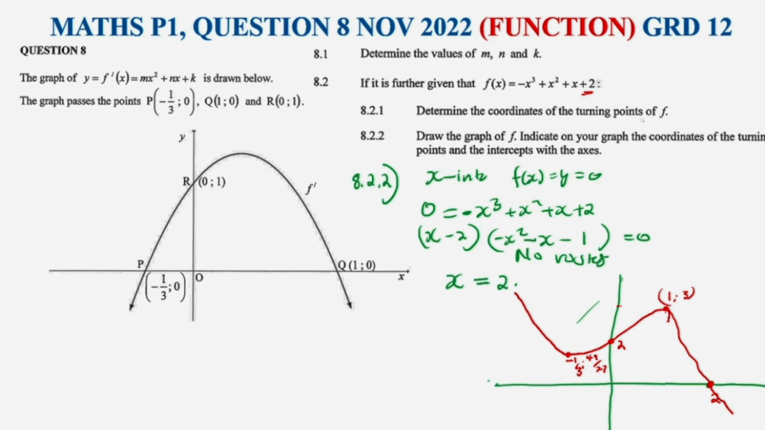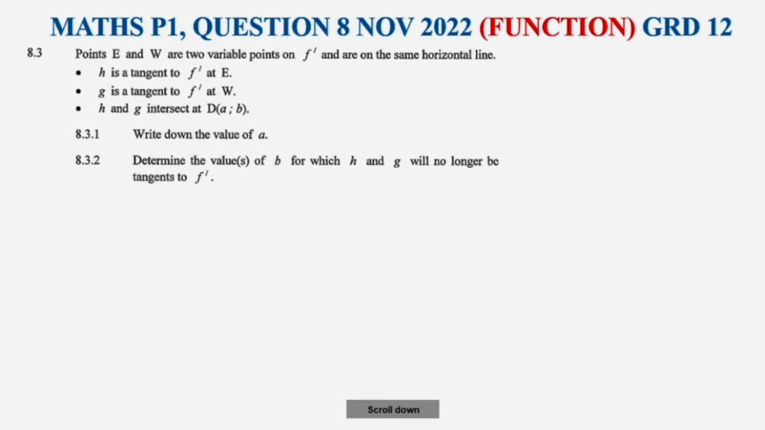All right, good stuff. Now let's move on to 8.3. It says you've got points E and W are 2 variable points on F, very critical, on the gradient, and are on the same horizontal line. H is a tangent to E, and G is a tangent to W, and G and H intersect at this point, which is D.